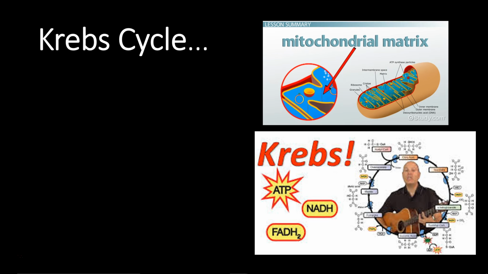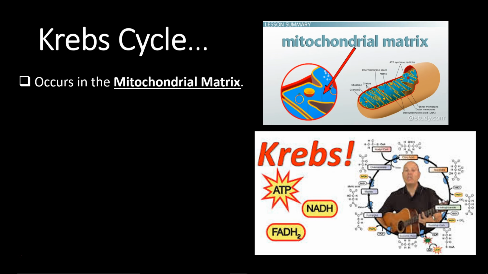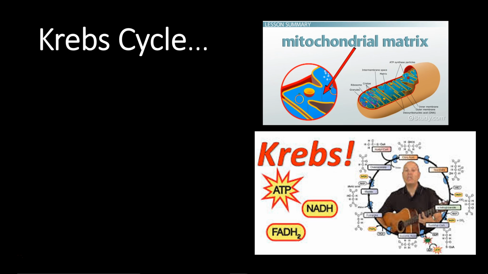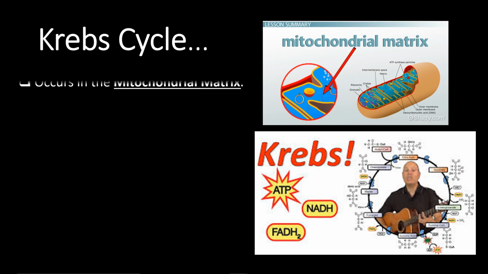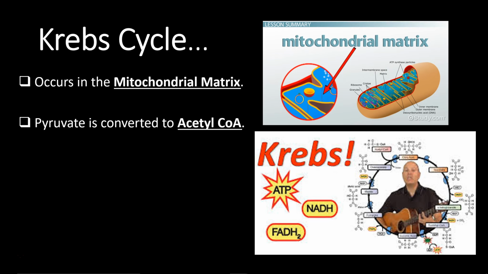The next step is called the Krebs cycle. And in the Krebs cycle, this one is actually occurring in the mitochondrial matrix. Okay, so it's occurring in this fluid right here. Pyruvate. Okay, so those two 3-carbon molecules that were split from glucose, they're going to get further converted into a molecule called acetyl-CoA.